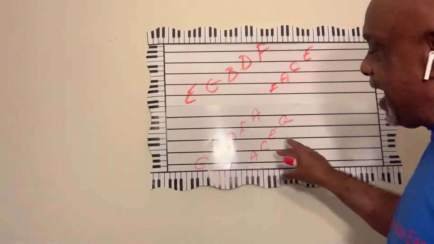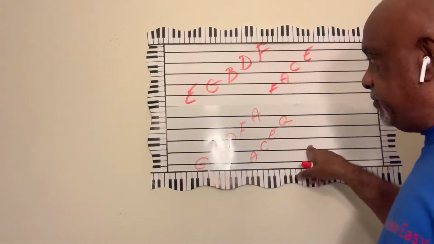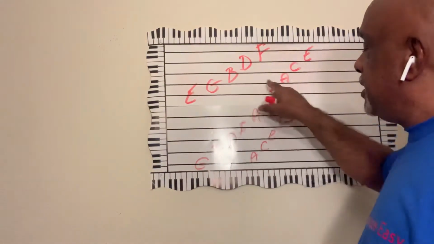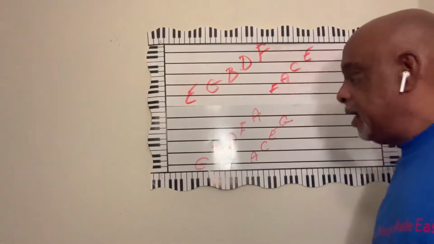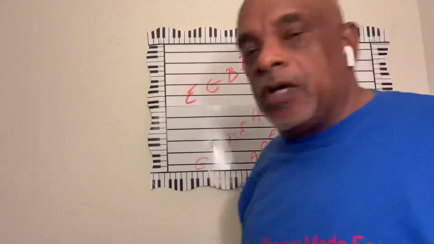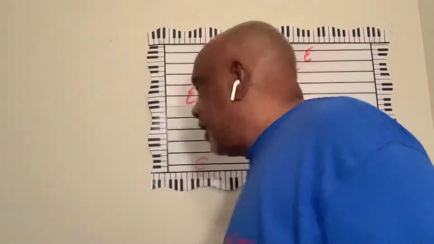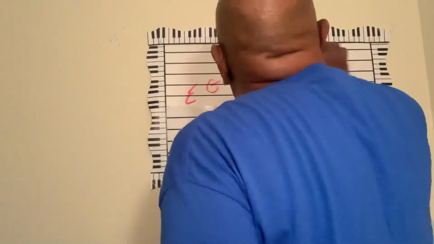So you got the lines and spaces of the bass or F clef, and you got the lines and spaces of the treble or G clef. Okay, you got that written down? All right, we're going to recap.